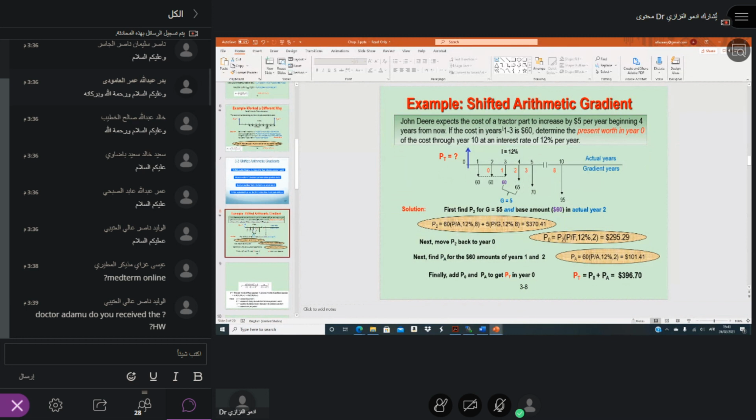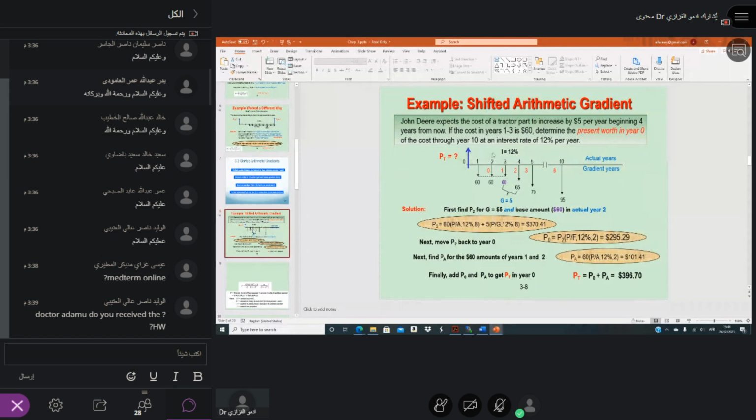The cost in years 1 to 3 is $60. In year one, $60. Second year, $60. Third year, $60. Then from the third year, it started increasing by $5 every year. So the question says determine the present worth in year zero, through year 10.